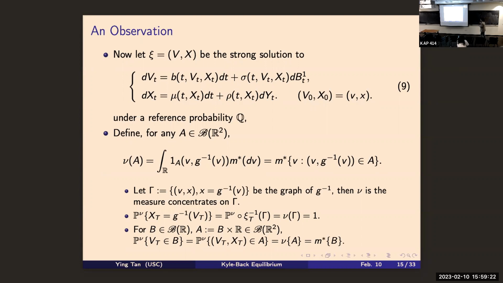And here, this nu also keeps the property that the distribution of V capital T is M star. Oh, I forgot to mention the M star. The M star is the distribution for V capital T. Remember that we assume the insider also has the prediction for the distribution of the underlying asset at the terminal time. So the M star is fixed, the insider knows the M star. So we want to have the probability in a way that the distribution of V capital T is also M star. That's how we construct this nu.